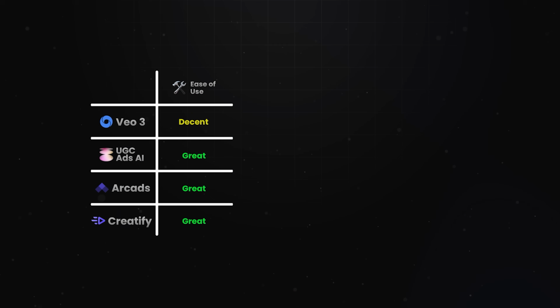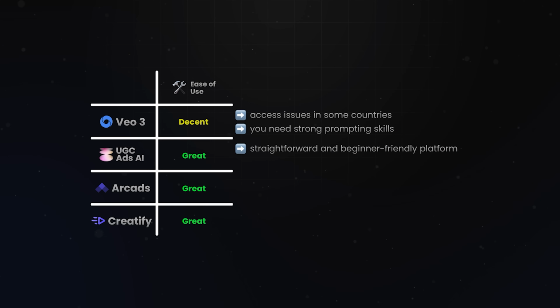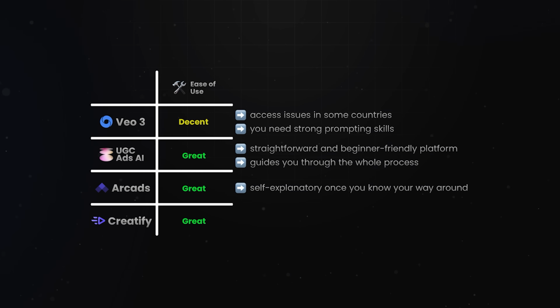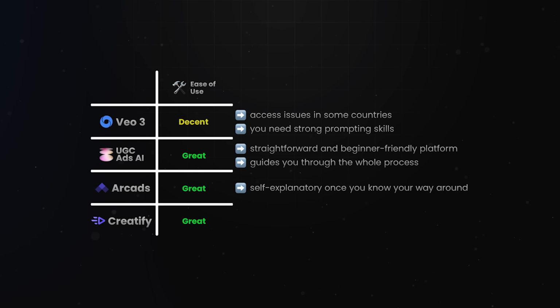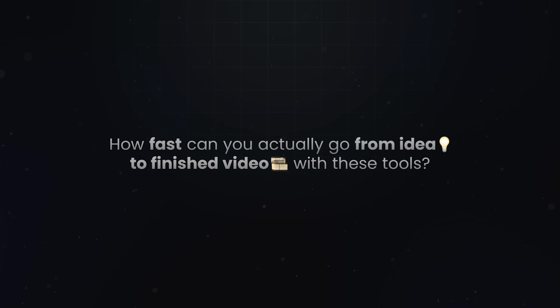So now let's take a look at the final results for ease of use. Veo 3 gets a decent rating, mostly because of the access issues in some countries, and the fact that you really need strong prompting skills to get the most out of it. UGC Ads AI gets a great rating for being a straightforward, beginner-friendly platform that guides you through the whole process. ArcAds lands between great and excellent for how self-explanatory it is once you know your way around. And finally, Creatify also gets a great rating for being simple to navigate, even if it's not the most flexible option out there. But how fast can you actually go from idea to finished video with these tools?